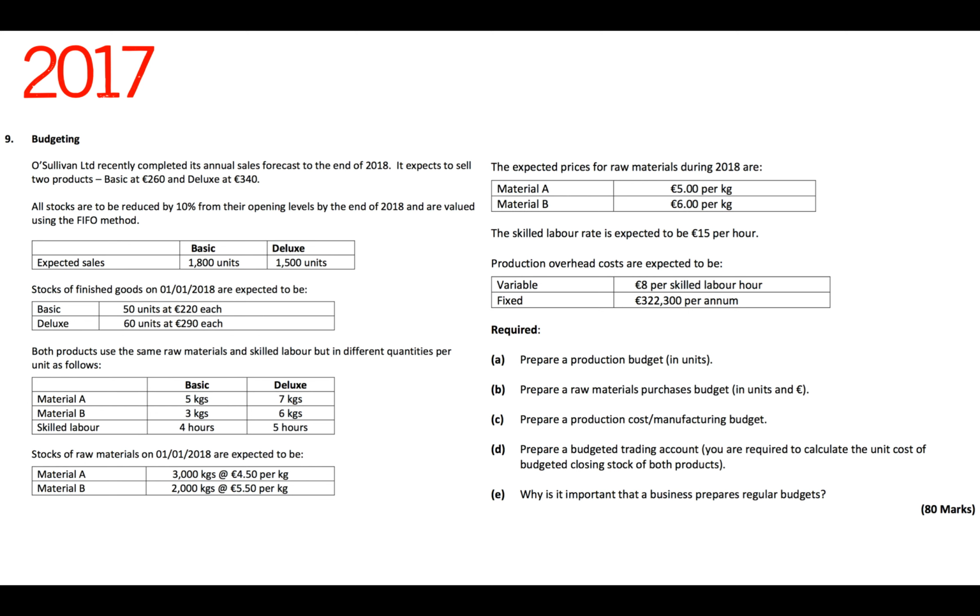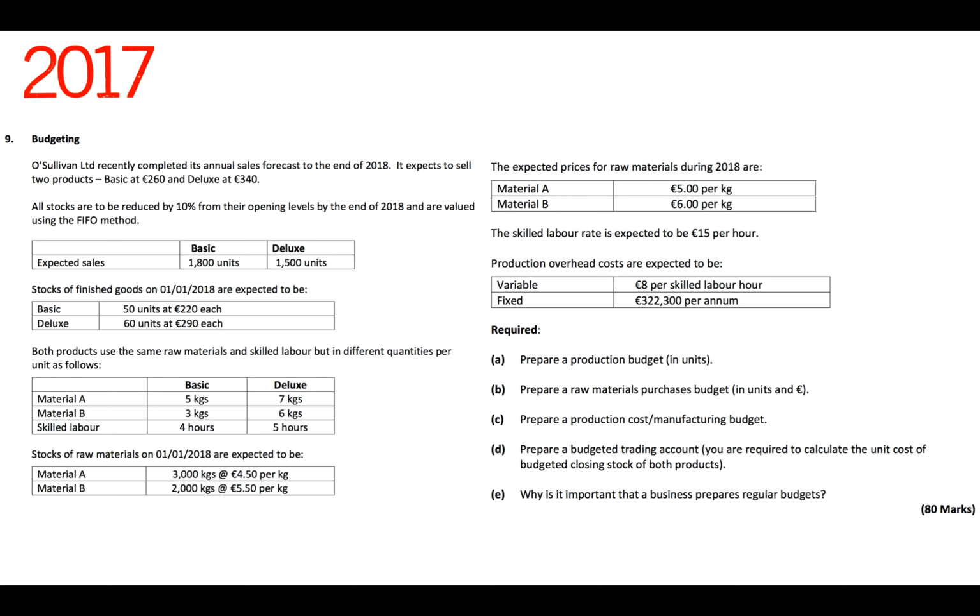So stocks of finished goods on the 1st of the 1st, 2018 are expected to be Basic 50 units at €220 each and Deluxe 60 at €290 each. So both products use the same raw materials and skilled labour but in different quantities per unit as follows. So Basic and Deluxe here.